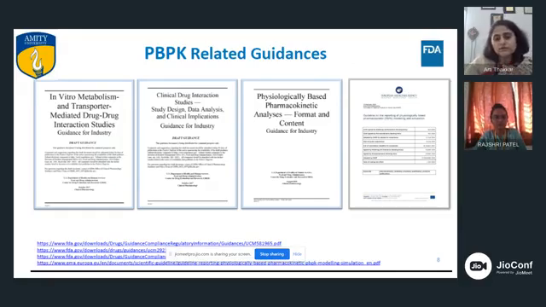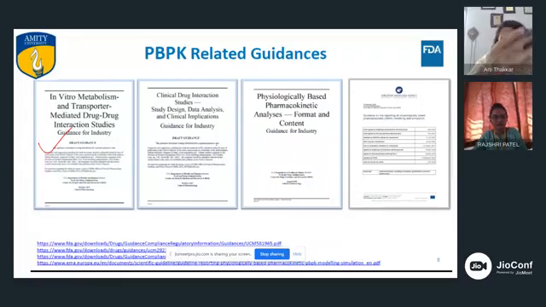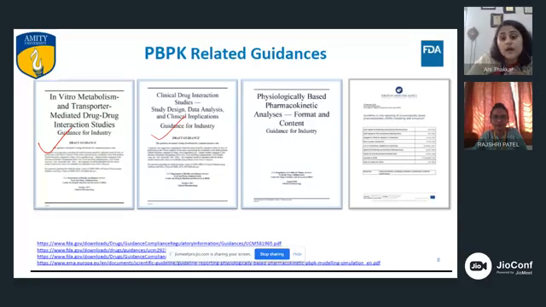So in terms of that, if you see over here, they have in particular an in vitro metabolism and transporter-mediated drug-drug interaction related guidance document. Of course, population pharmacokinetics guidance is also there, which I haven't taken over here. How you can go ahead with drug interaction and how you can use that. How you go ahead with PBPK analysis, how you put forward that. And of course, this is from EMA. So these kinds of guidance documents are available.